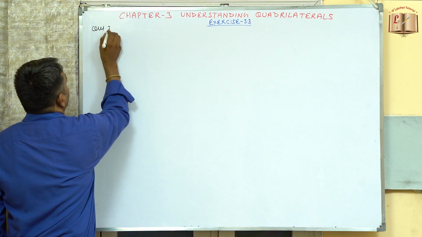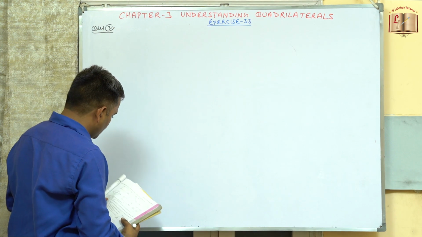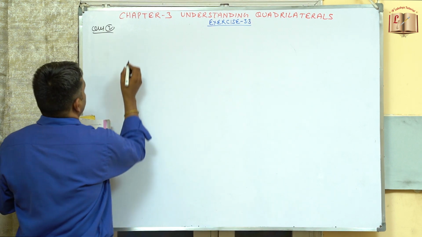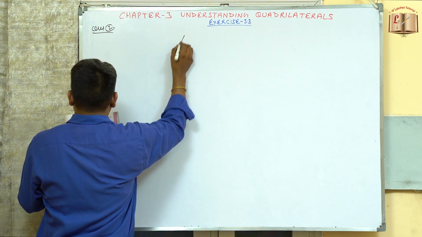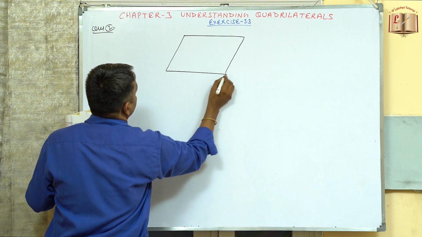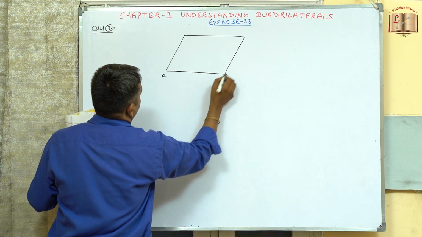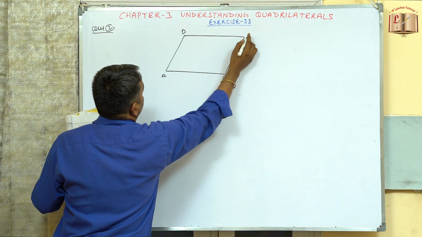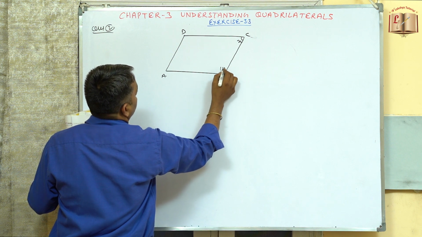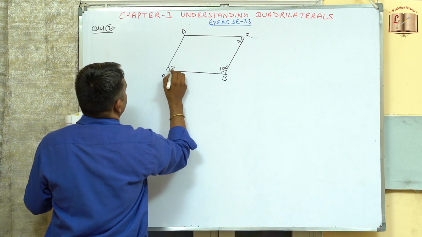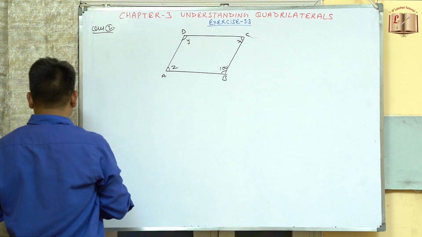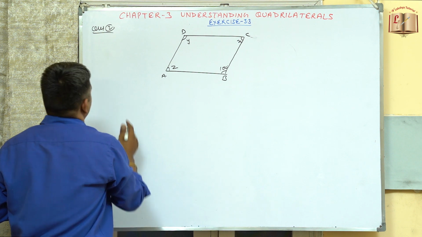So now coming to question number 2. Consider the following parallelograms and we need to find out the values of x, y and z. So now coming to the first one. So this is A, B, C and D. So this is x and this is 100 and here it is z and this is y. So we need to find out x, y, z.